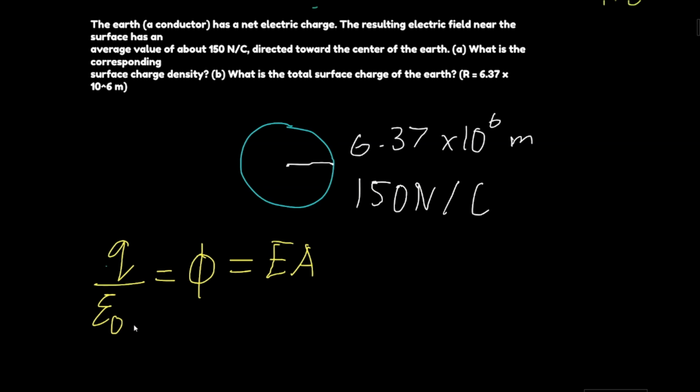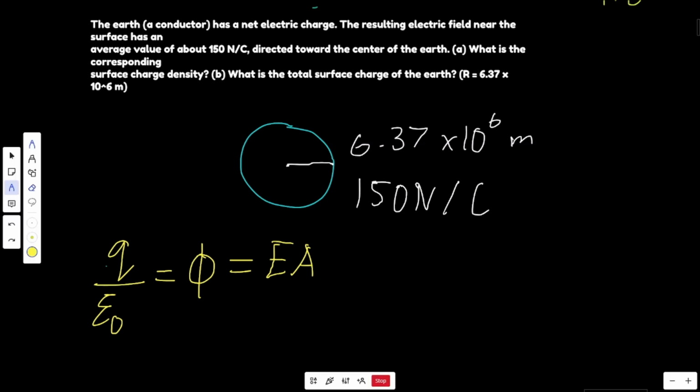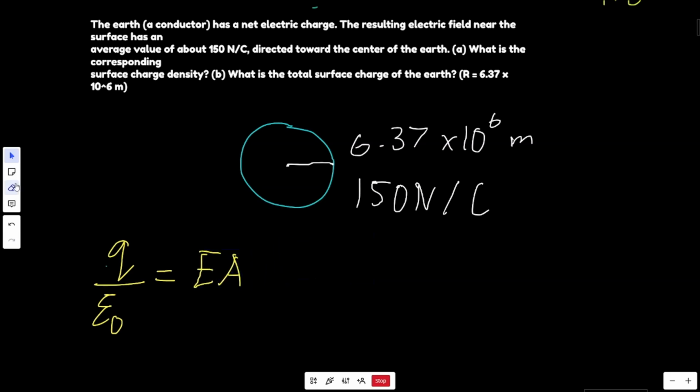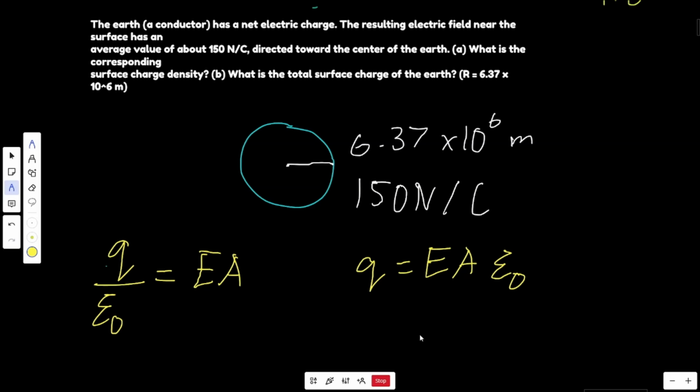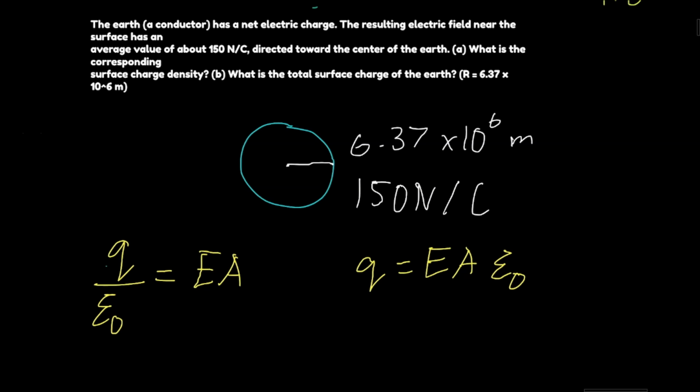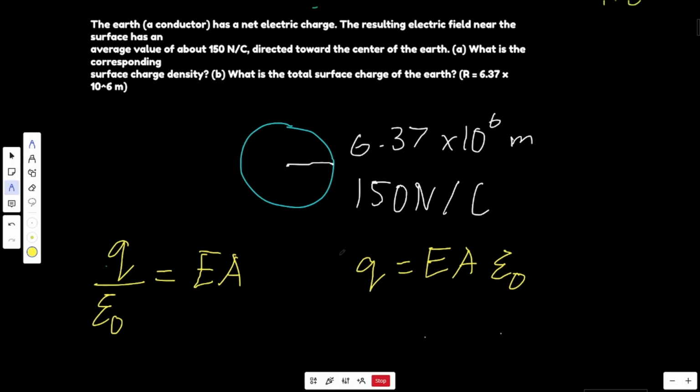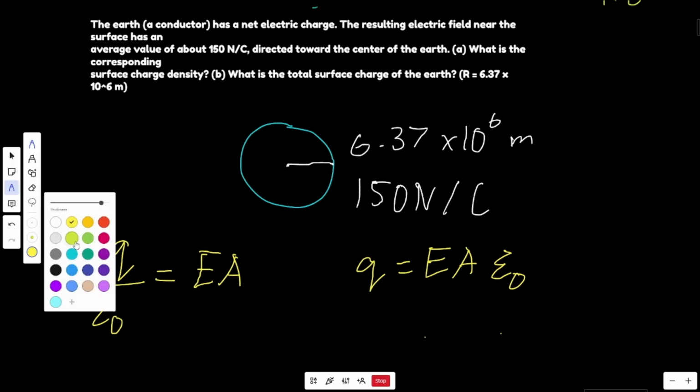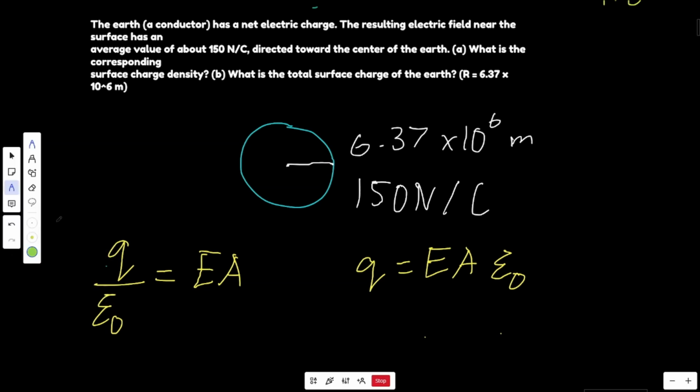All we have to do is shortcut it. We can just remove this one in the middle because they're all equivalent anyway, and we'll move this together. Basically, to get Q, it would be equal to E times A times epsilon naught. Multiplying our given together should get us our total surface charge. So let's try using this shortcut, and we should get the right answer. I'll use another pen. Hold on.